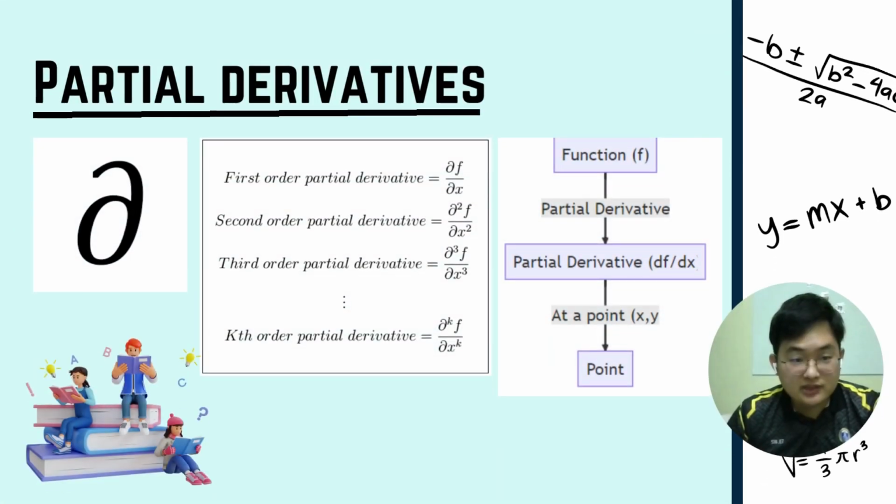multiple dimensions. Let's start with the concept of a partial derivative. This is the derivative of a function with respect to one variable, keeping all other variables constant. It is represented by this symbol. For example, if we have a function f of x and y, the partial derivative of f with respect to x is represented as partial f over partial x.